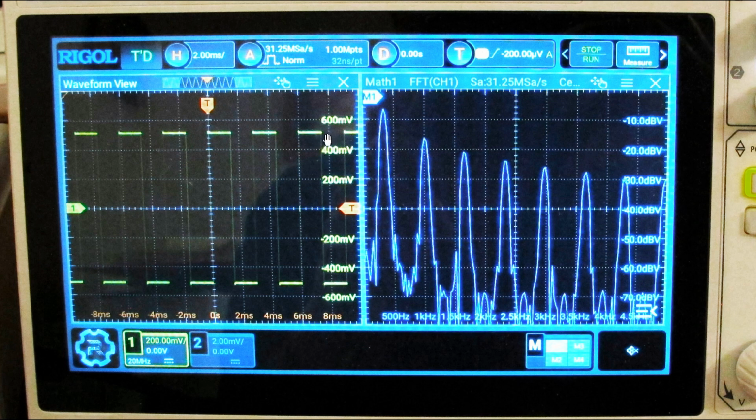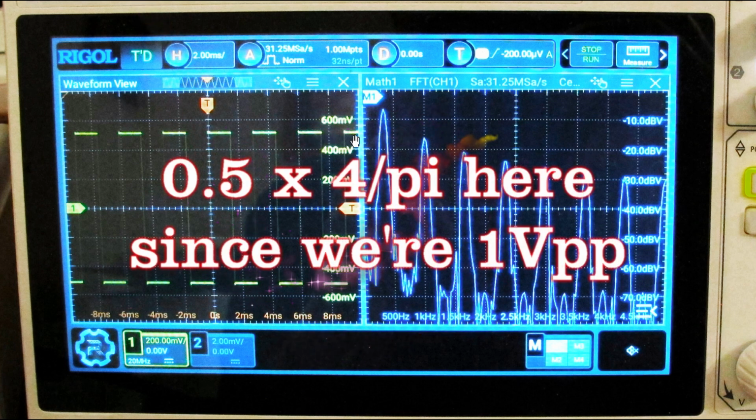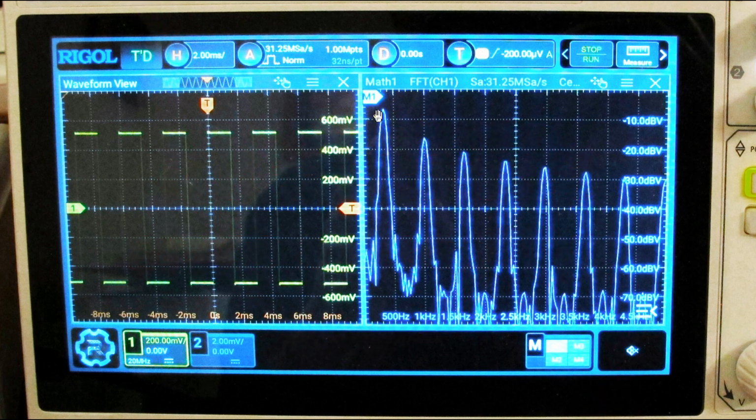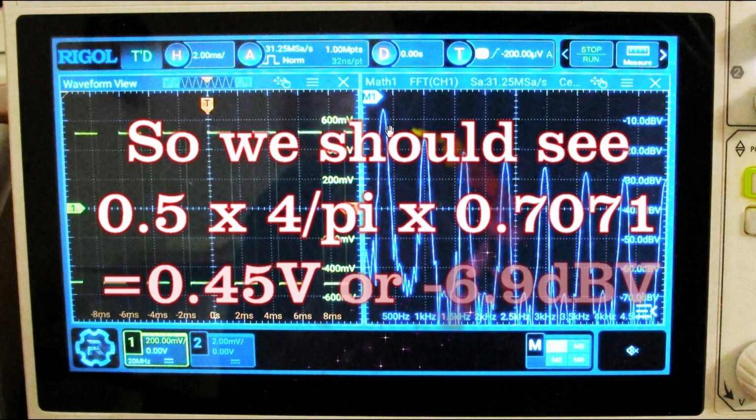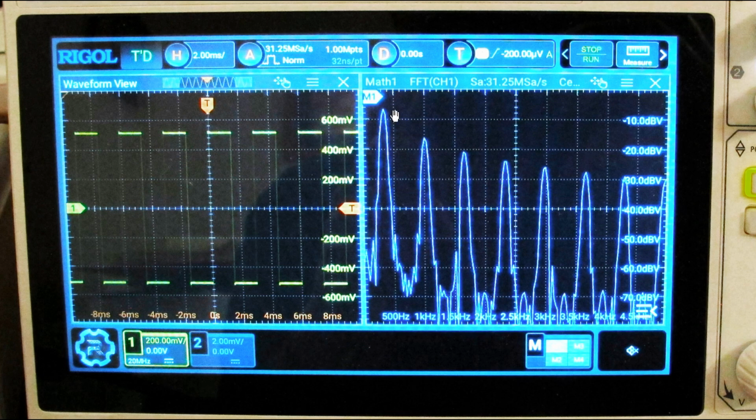But if you're watching closely, or if you've seen the series for a square wave before, you know that the fundamental amplitude should be 4 over pi. And this is a little bit different than that. I think that's because this is probably an RMS voltage. In any case, the fundamental is about 0.5 volts in amplitude.